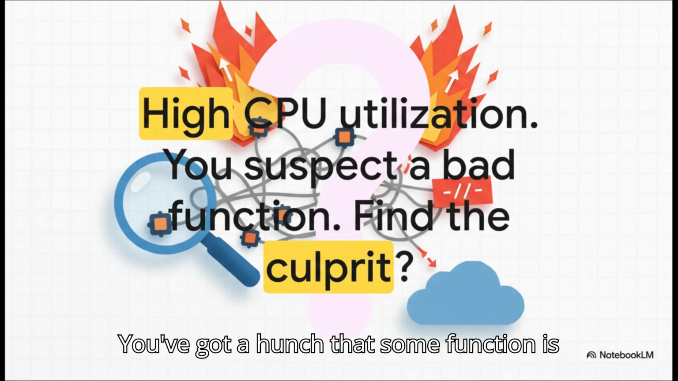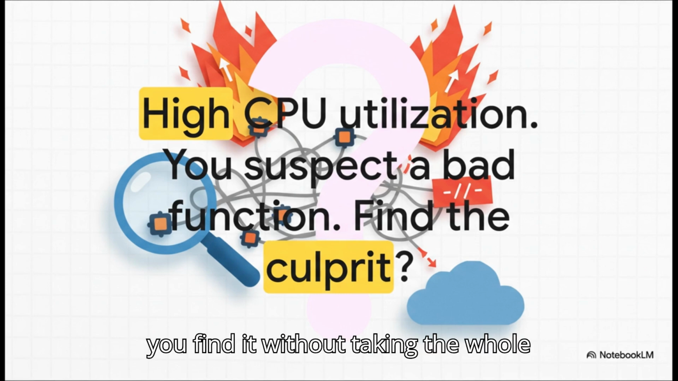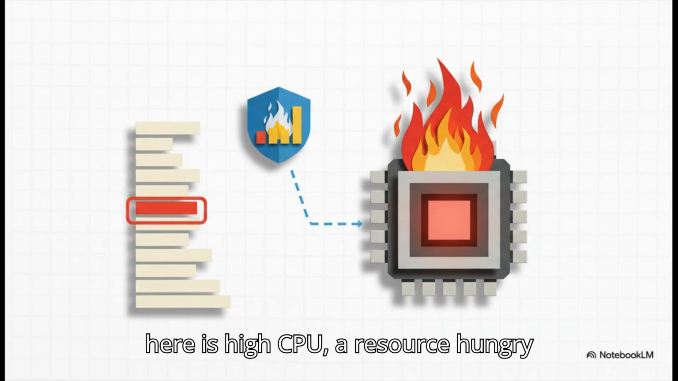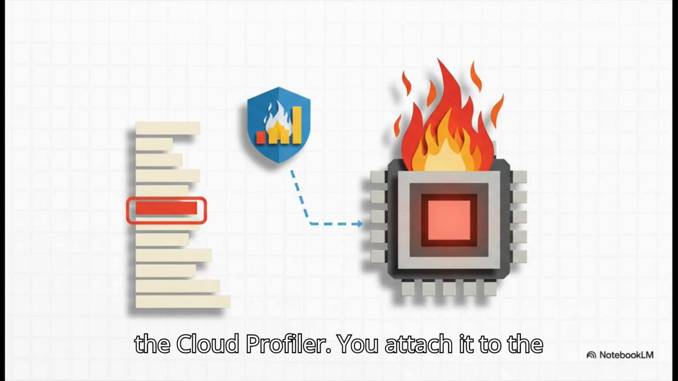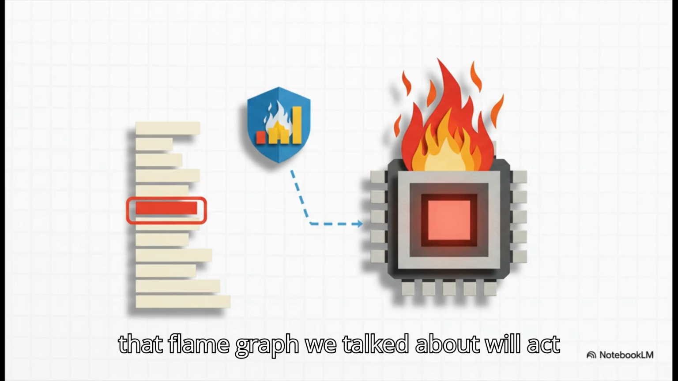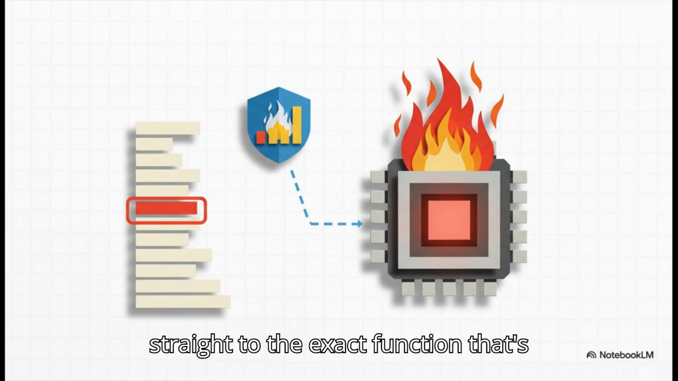You've got a hunch that some function is stuck in a nasty infinite loop. How do you find it without taking the whole service down for everyone? The diagnosis here is high CPU, a resource-hungry process. And that calls for our friend, the Cloud Profiler. You attach it to the running app, and in just a few minutes, that flame graph we talked about will act like a heat-seeking missile, pointing you straight to the exact function that's burning up all those cycles.